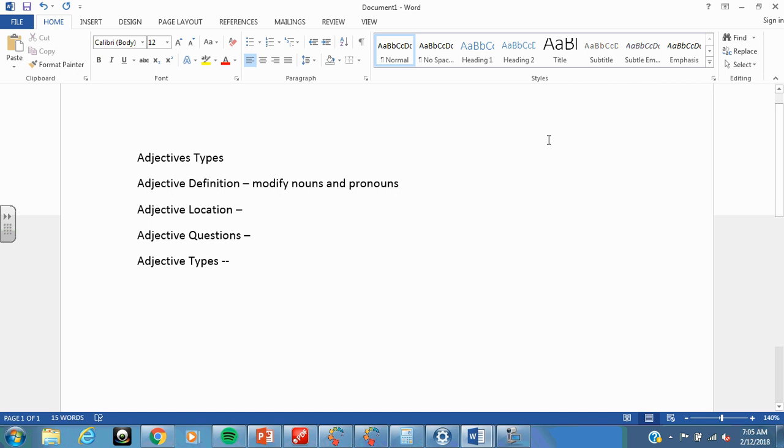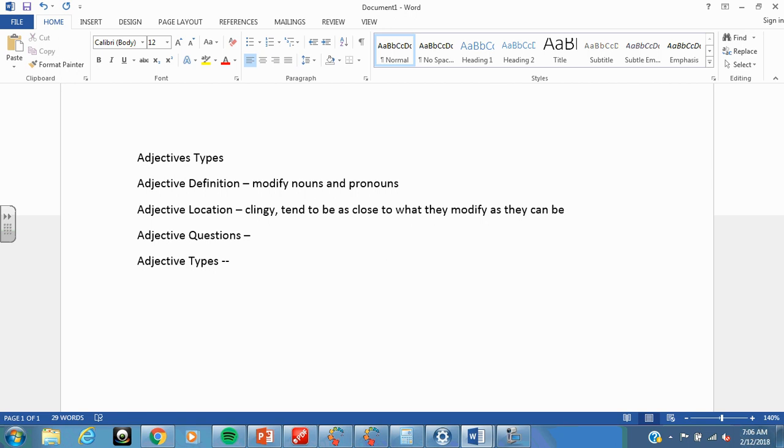Adjective locations. I always kind of make the joke that if you were picking a significant other, you wouldn't want to pick an adjective because adjectives tend to be clingy. What does that mean that they're clingy? Well, basically, it means that they tend to be as close to what they modify as they can be. So usually that means either right in front or right behind.